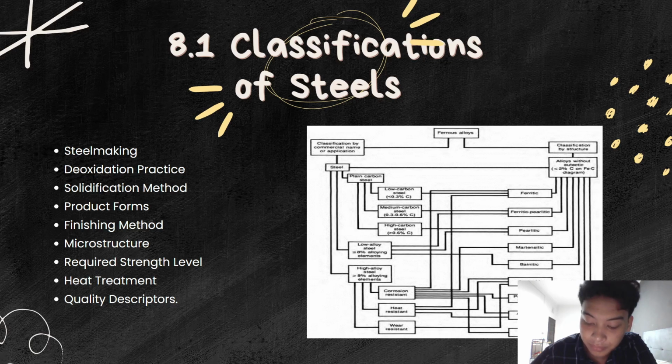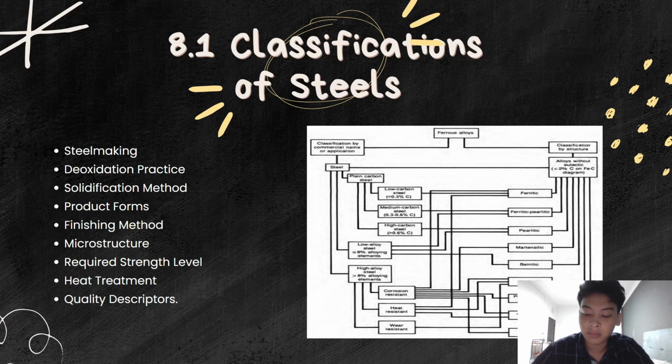For example, the steelmaking method used, such as open hearth, basic oxygen process, or electric furnace method. The deoxidation practice during steelmaking, such as killed, semi-killed, capped or rimmed steel. The solidification methods, such as ingot casting, continuous casting, or component or shape casting. The mill product forms, such as bar, plate, sheet, strip, tubing, or structural shape. The finishing method, such as hot rolling or cold rolling.